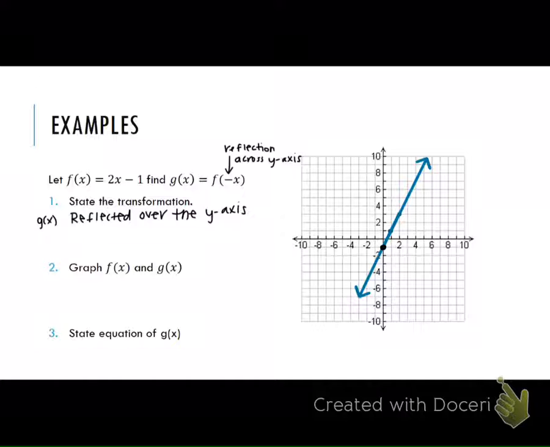Right, because it's 1 away from the y-axis here, so it needs to be 1 away from the y-axis over here. So where will (2, 3) go? Right, it's 2 away from the y-axis, so it needs to go 2 away from the y-axis on the other side. So that's how that works. Questions on that? Because that's a little different than what we've been doing.